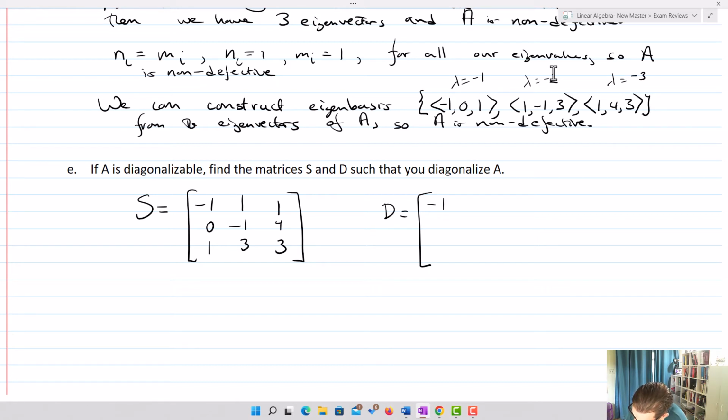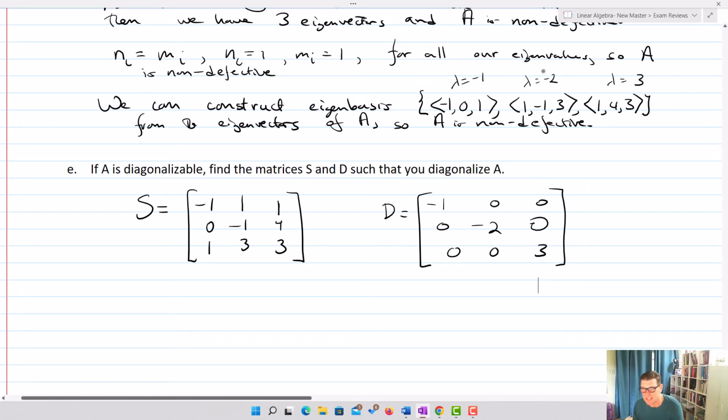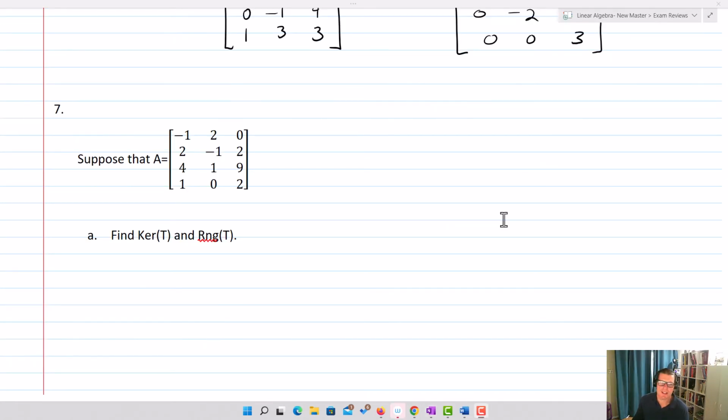So this is going to be -1, 0, 0, 0, -2, that's not -3, this is 0, lambda equals 3, 0, and 0, 0, 3. And those are your eigenvalues. They constitute the diagonal of D. And those are your matrices S and D. So we went over a bunch of things, especially doing a lot of stuff by hand when it comes to eigenvectors and eigenvalues. So a little bit longer in terms of the explanation. All right, let's look at number 7.